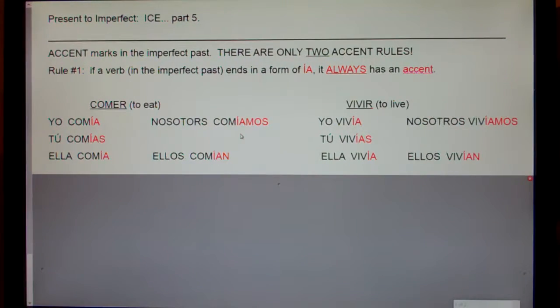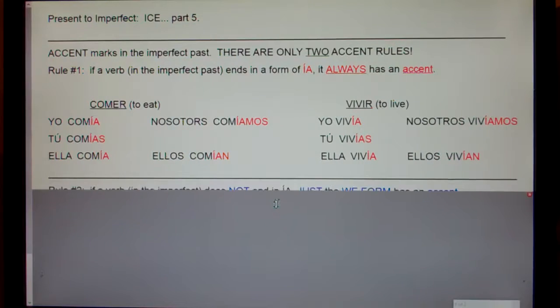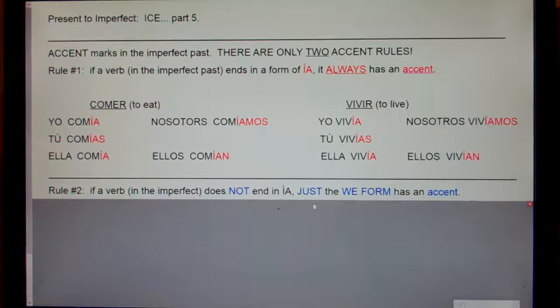Notice the endings, again, for er verbs in the imperfect past and ir verbs for the imperfect past are the same. Both of them are ía, ías, ía, íamos, ían, and in all forms of ía, there's an accent over the I. All right, let's talk about rule number 2. If a verb in the imperfect past does not end in ía, just the we form has an accent.